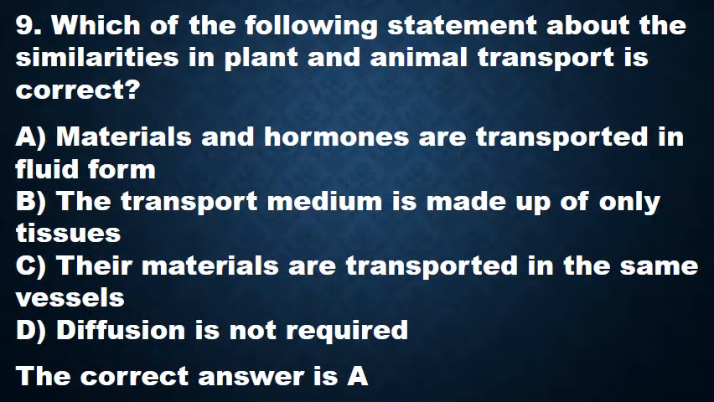9. Which of the following statements about the similarities in plant and animal transport is correct? A. Materials and hormones are transported in fluid form. B. The transport medium is made up of only tissues. C. Their materials are transported in the same vessels. D. Diffusion is not required. The correct answer is A.